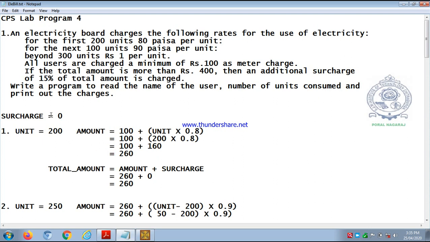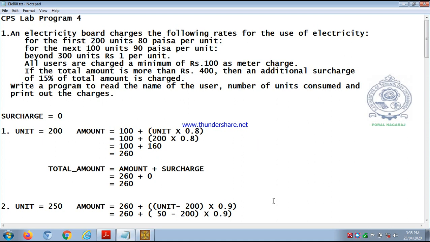So the surcharge has to be computed. The surcharge is levied if the amount is greater than 400 rupees. So what is the total amount? Total amount is my final output. Total amount is equal to amount, that is 260 rupees for 200 units, plus surcharge. Since it is less than 400 rupees, the surcharge is 0. So the total amount is 260 rupees for 200 units. Here we first need to calculate for 200 units, and we should be knowing the value for 300 units.